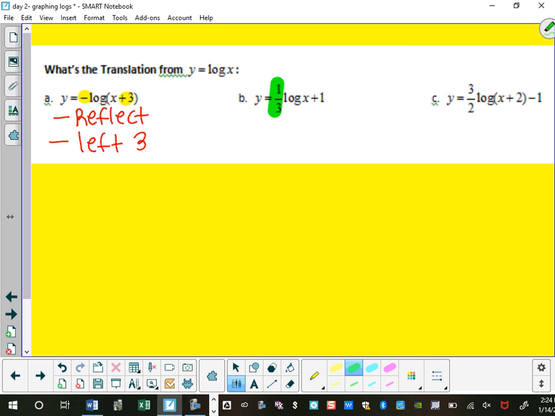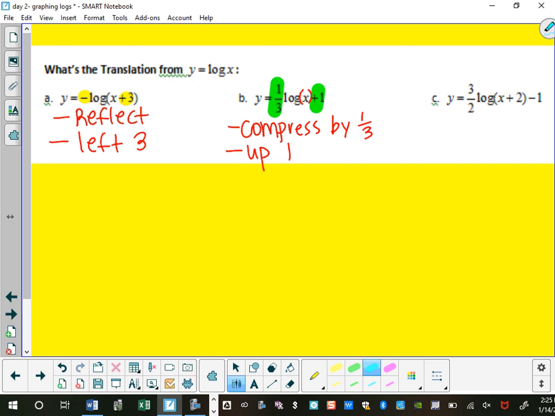Michelle, on letter B, you have two transformations here. That 1/3 tells me to do what? To compress. And what about the +1? Up one. Some of you guys get confused about that +1. If they don't have a parentheses here, that doesn't mean we're going left. That means that's basically our K. That's our last number.